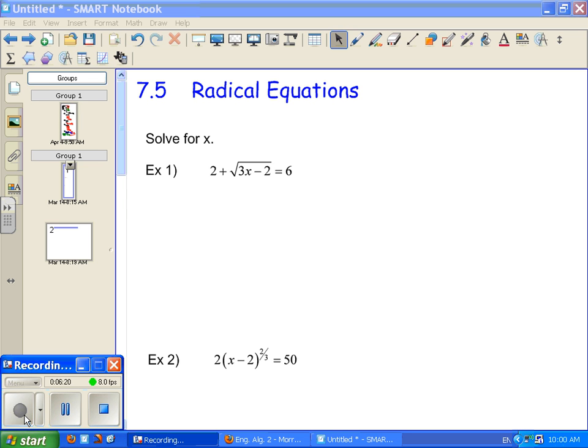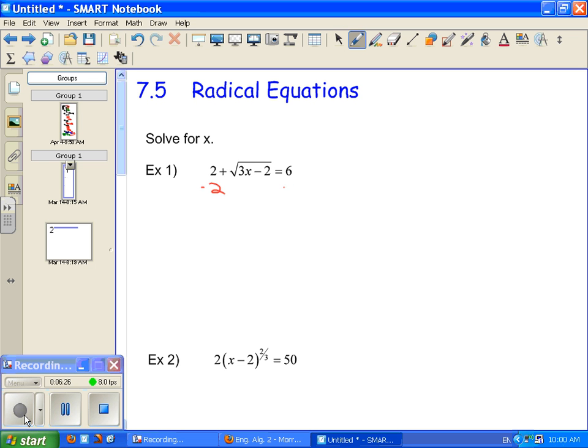So how do I start getting things away from the x right now? Subtract 2. Okay, so subtract 2 from both sides. That'll get me the square root of 3x minus 2 equals 4. Now what? Square both. Right, because I need to get this x out from underneath this root. So I need to undo a square root by squaring it.